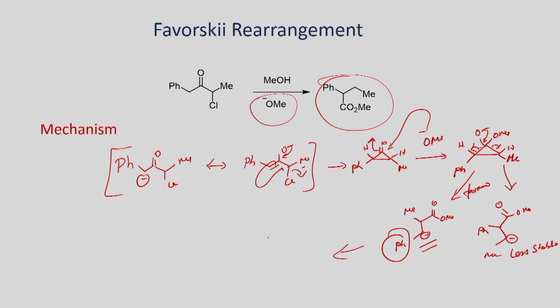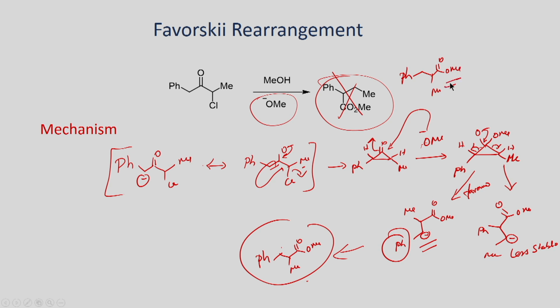Once you form this carbanion intermediate, when you do the workup you will be able to form this ester as the product. So, the right compound is this one. Now, let us look at some more examples.